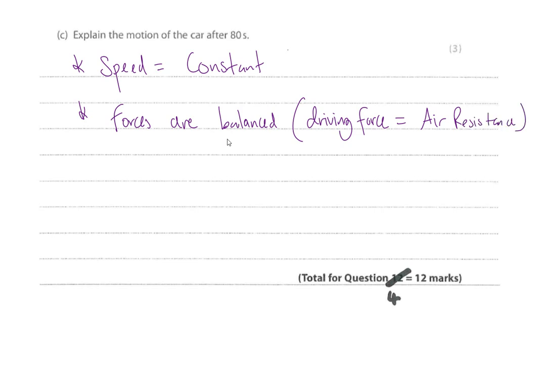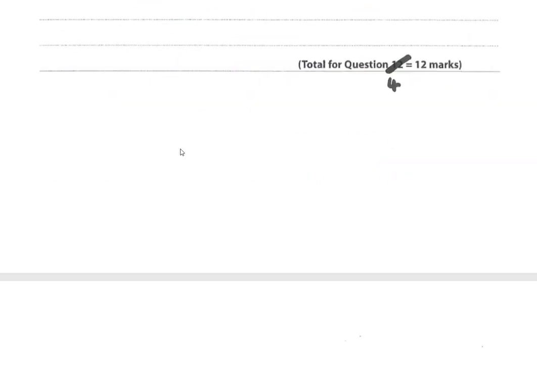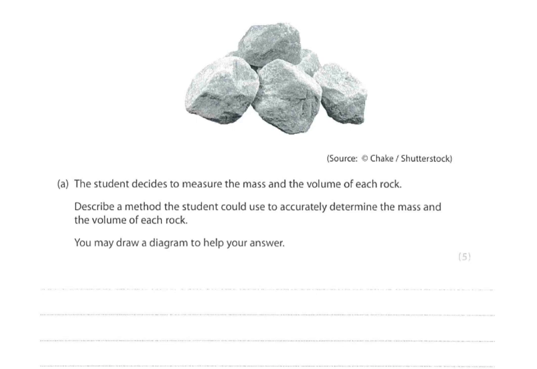Now it is 3 marks. What else do we need to say? So if the forces are balanced, this means that there's no resultant force. Therefore, no acceleration. There we go. 3 marks. Now this one is nice, straightforward.